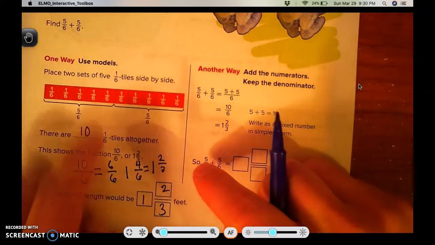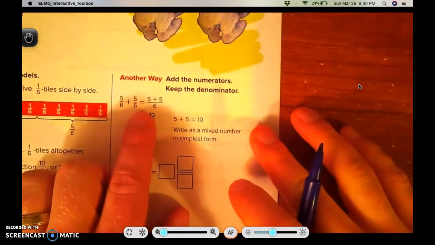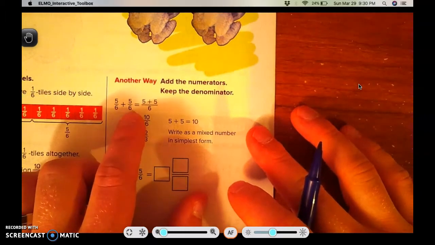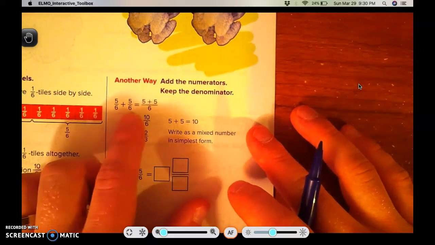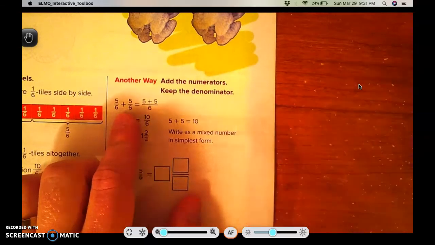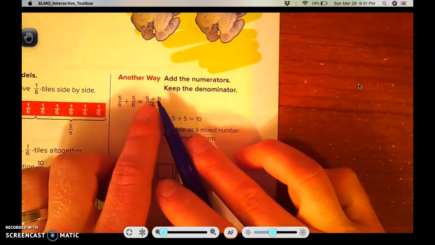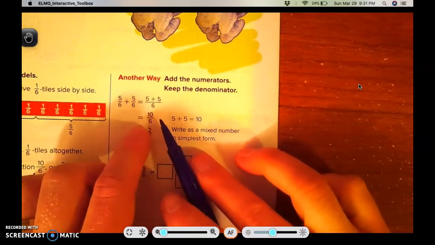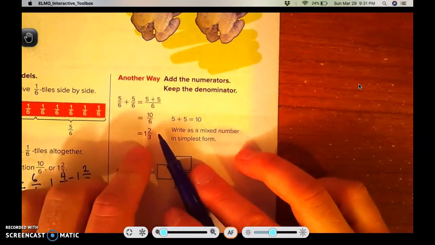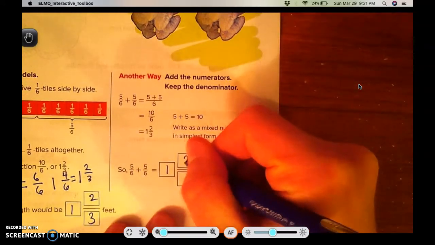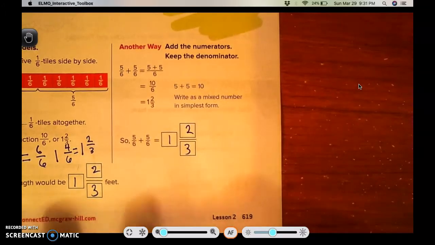Okay, so that's using models. The easier way that I was showing you over here is to take 5/6 plus 5/6. The denominator is going to stay the same when we add and subtract. We're not going to change it. All we're adding together is the top, the numerator. 5 and 5 gave us 10. Again, 10 over 6 reduced down to 1 2/3.